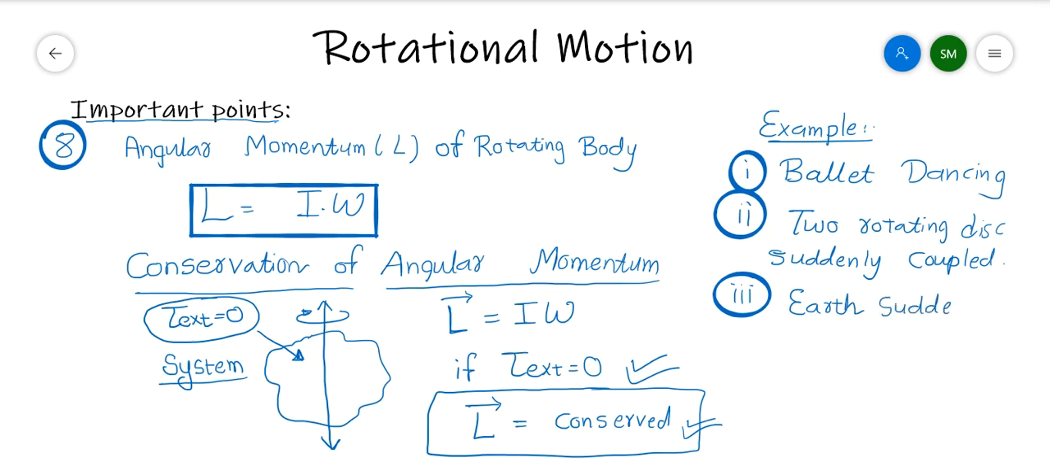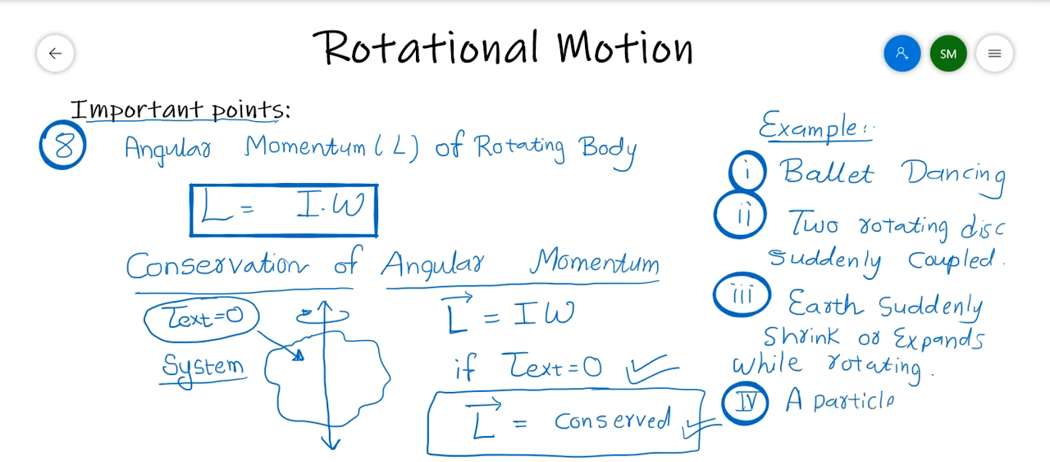Third example is when the earth suddenly shrinks or expands while rotating around its own axis. Then in this situation also the conservation of angular momentum can be applied. And one more example, when a particle or a small drop of wax suddenly falls on a rotating disc. These are some very common examples on which numericals can be based during conservation of angular momentum problems.